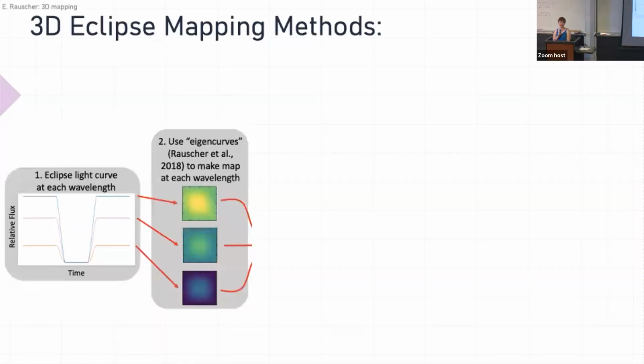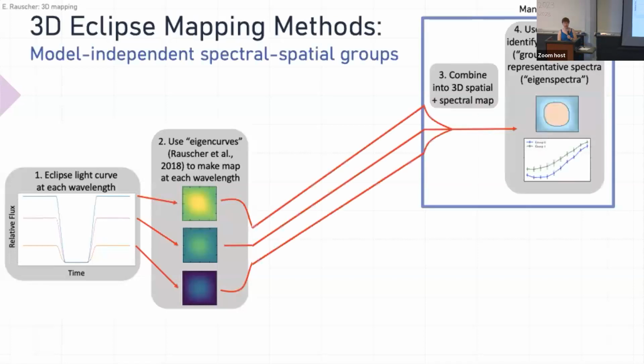In the interest of time, I'm not going to go through the real nitty-gritty of how to do this. In fact, these techniques are still actively being developed, refined and tested. But the basic idea that we have so far about how to do this 3D eclipse mapping is that you start the same way as before. You use your light curve to make a map, but you do it separately for each different wavelength. And then you have a set of maps. And we have a couple of different techniques that we're trying out.